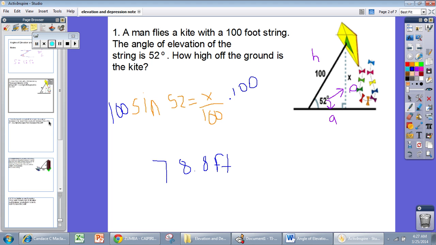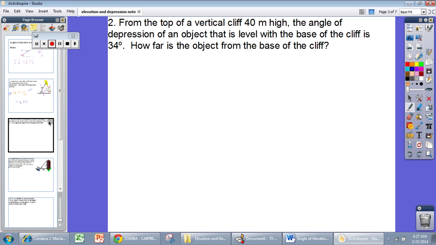Number 2. From the top of a vertical cliff, 40 meters high, the angle of depression with an object that is level with the base of the cliff is 34 degrees. How far is the object from the base of the cliff? Okay, so first off, they didn't give us a picture, so we need to make our own picture. So let's make a cliff. It's a nice cliff. Okay, how tall is your cliff? 40 meters. So we'll put our 40 in there.